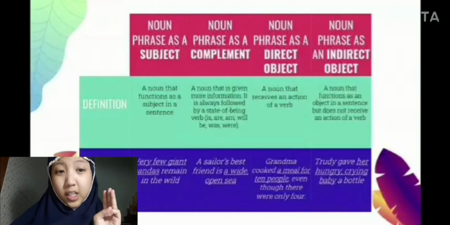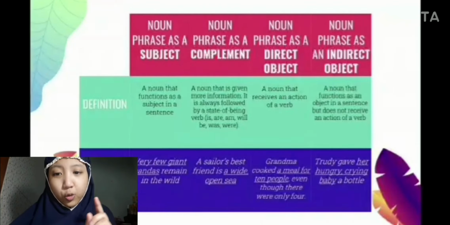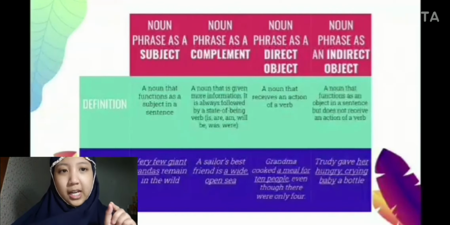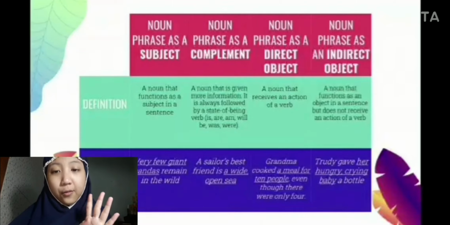And then the third type is noun phrase as a direct object. It is a noun that receives the action of a verb. For example, Grandma cooked a meal for 10 people. So the noun phrase here is a meal for 10 people.